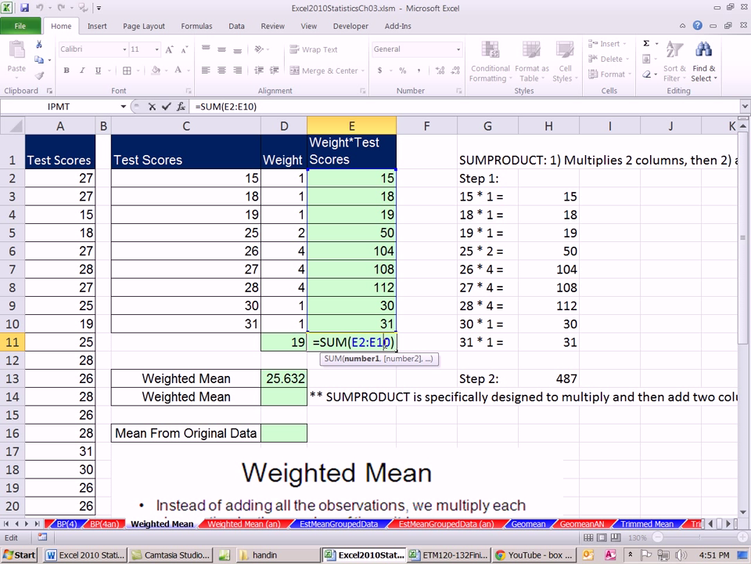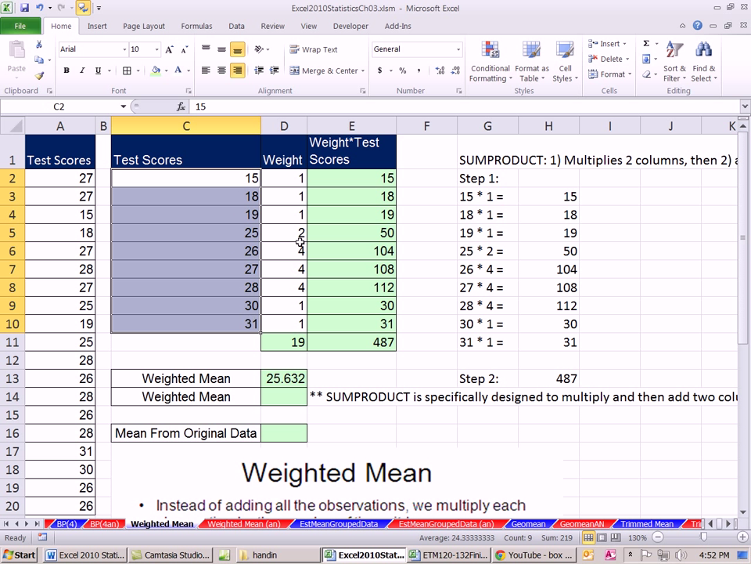Well, guess what? There's a function that skips over adding a whole extra column like this called sum product. Now, sum product specifically is designed to take 2 columns, multiply them, and then add. So this is what it'll do. Sum product will take all those values, multiply them all in a single formula, and then add them all up, and this will be our answer.